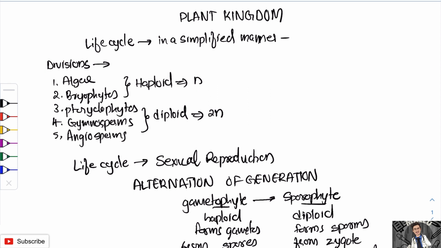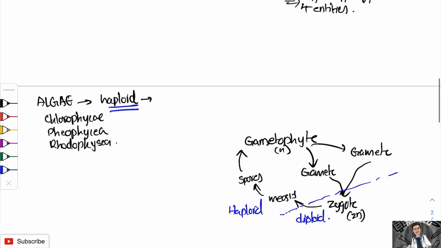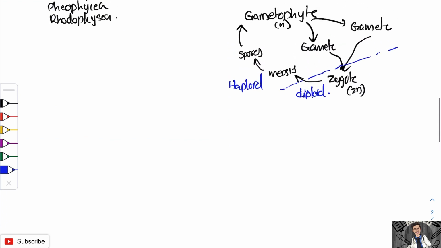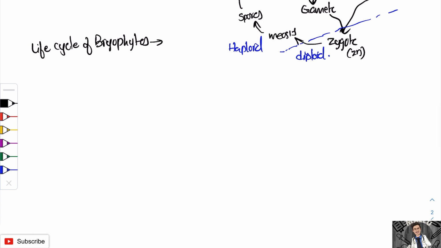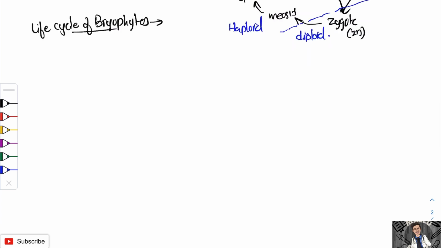See, from algae, there will be some modifications or some extra thing to the bryophytes, and from bryophytes to pteridophytes there will be further development and so on. So it's all part and parcel of an evolution. So let us move on to the life cycle of bryophytes. Alright, life cycle of bryophytes. So now let us discuss the life cycle of bryophytes.